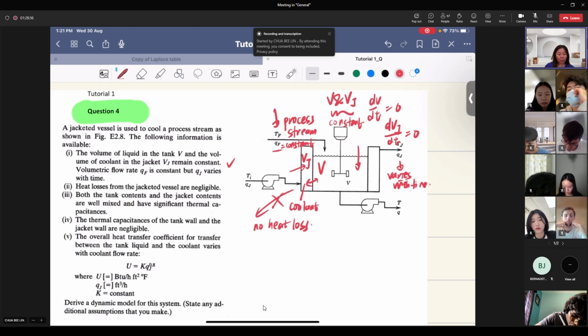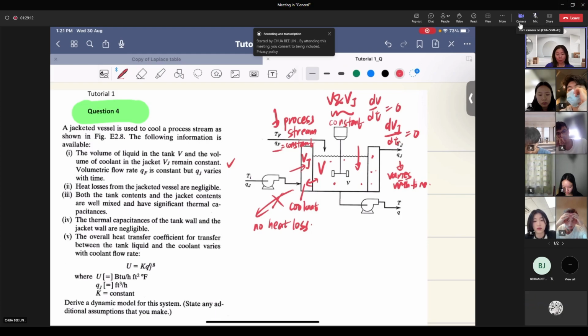Both the tank contents and jacket contents are well mixed. This means any point in the tank, and any point in the jacketed vessel, will remain at the same temperature. For example, the temperature of the tank will be T, and the jacketed vessel is T_J.